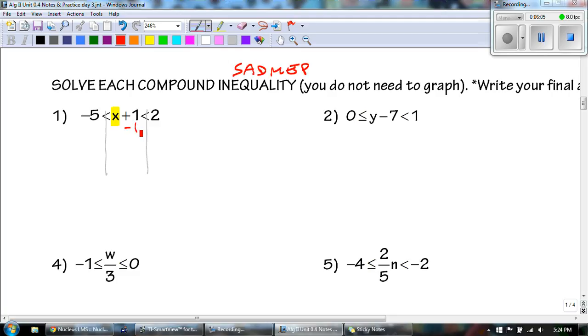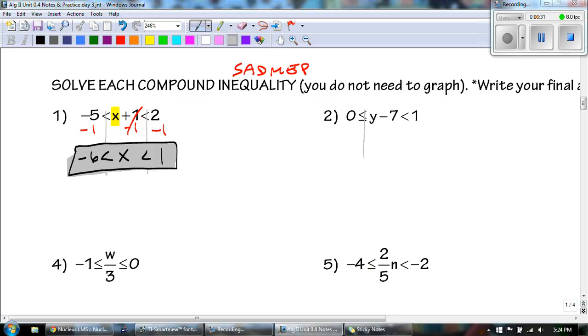So to get the x by itself, I would subtract 1, but if I do it to one side, I have to do it to all three. -5 minus 1 is -6. The sign stays the same because I didn't do anything to it. And then 2 minus 1 is 1. And that's it, guys. That's all we had to do, okay? We don't have to graph these ones.